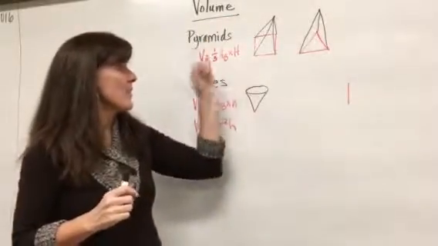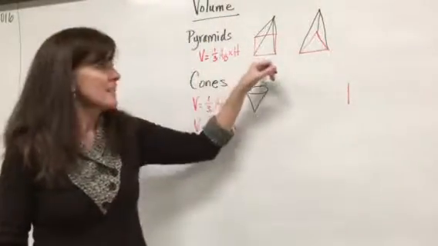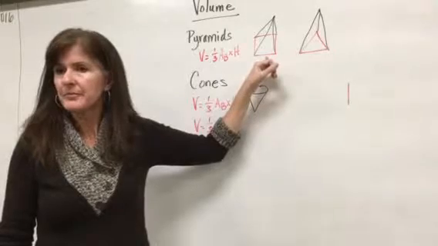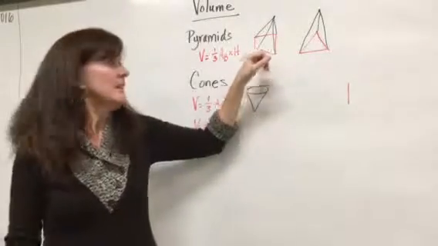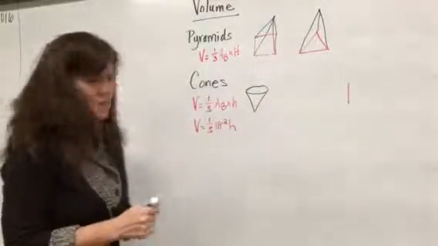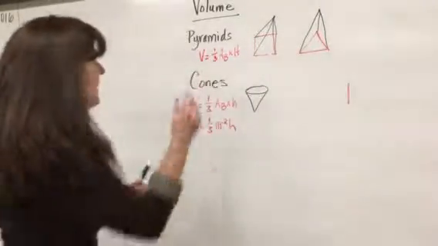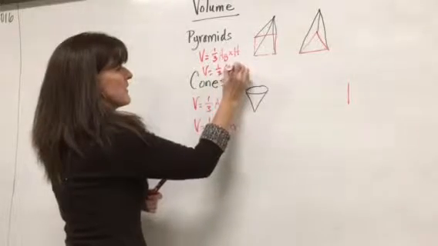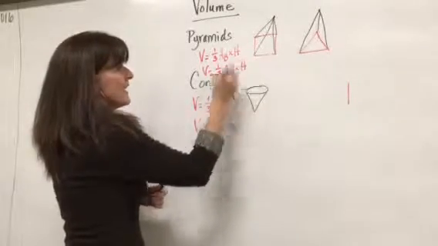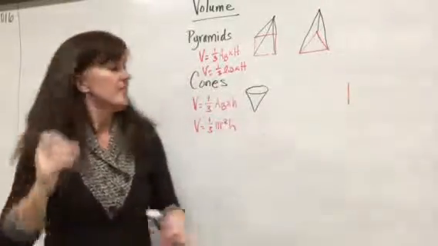Pyramid volume is 1/3 area of the base times height. What's the area of the base of this one? What's the formula? Length times width, right? So we could write this as volume equals 1/3 length times width times height, correct?